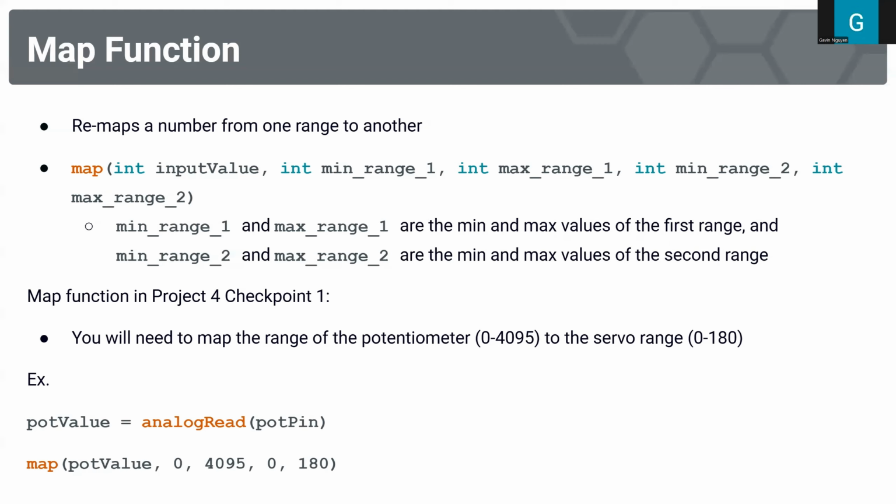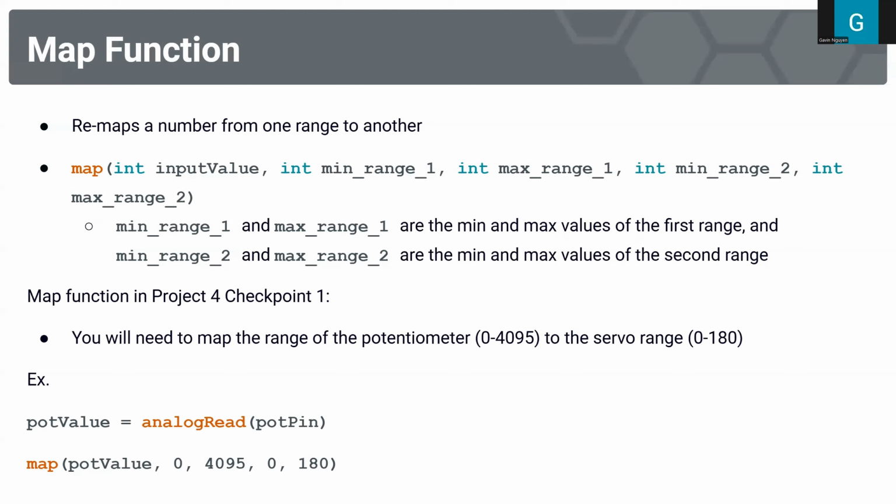So the way we do this is map, and then in parentheses, we're going to have pot value as the first value. And then the second value will be 0, which is the minimum of the first range. Then 4095, which is the max of the first range. And then the next values are going to be 0 and 180 because that's the range of the servo. So in short, that is how you would use the map function.